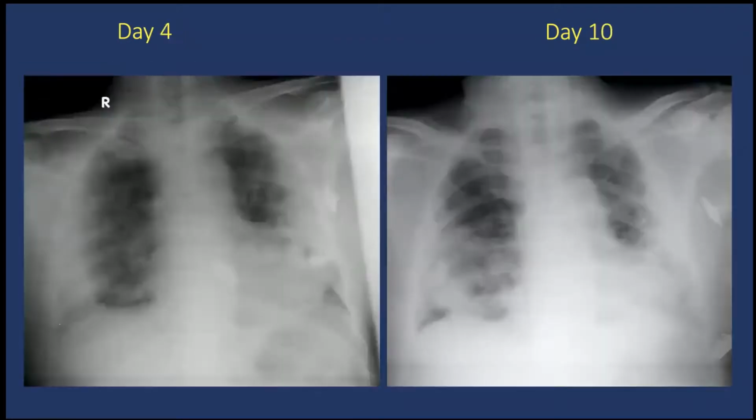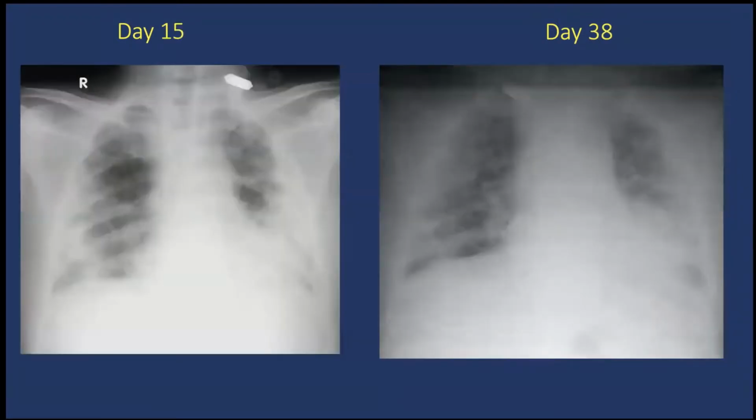This is very common, where we see peripheral ground glass densities and peripheral consolidations which can be wedge-shaped or band-like. And these are pretty typical of COVID pneumonia.